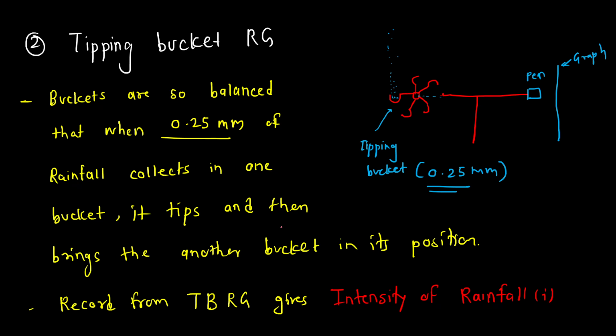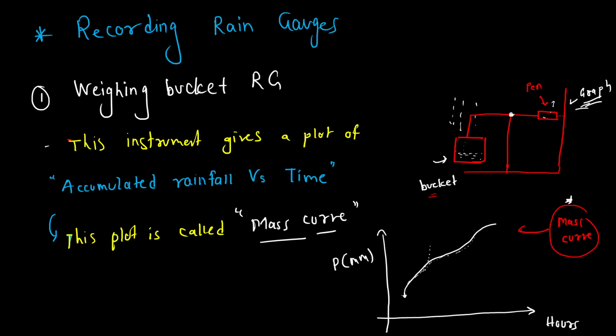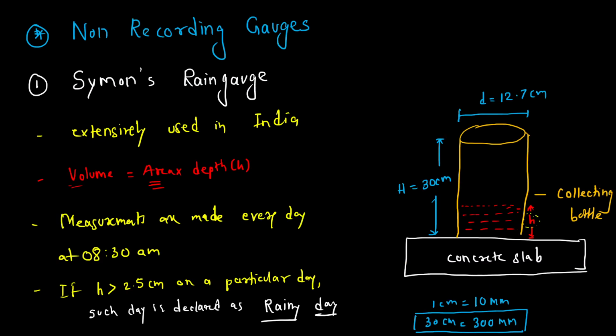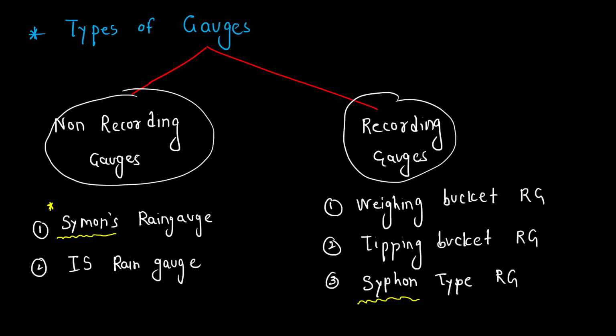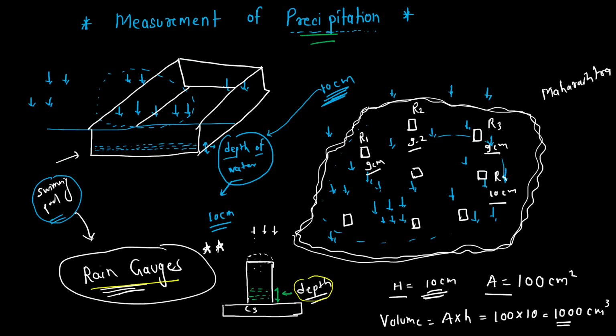Let's start the lecture. In the previous lecture, we have seen various types of rain gauges. We have classified the gauges into two types. So basically, what is a rain gauge? A rain gauge is a device which is used to measure the precipitation. The rain gauge measures the depth of precipitation, or we can say it measures the precipitation. In our case, precipitation means mainly we will be dealing with rainfall.